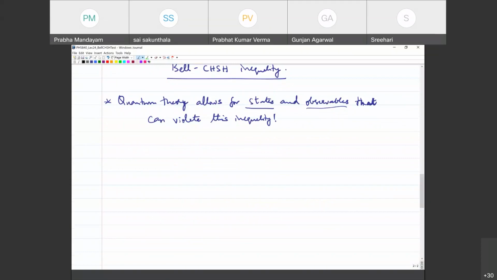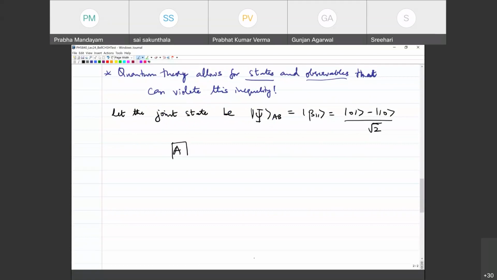So let the joint state psi AB be one of the Bell states. In this example, I've said it's beta 1, 1. Actually, what you're going to do in your assignment is to work this out for beta 0, 0, just to show you that any of the Bell states will do. And what are the 4 observables we are going to take? Of course, they're going to be some Pauli spin observables, but we have to construct a specific set of them to see this violation.